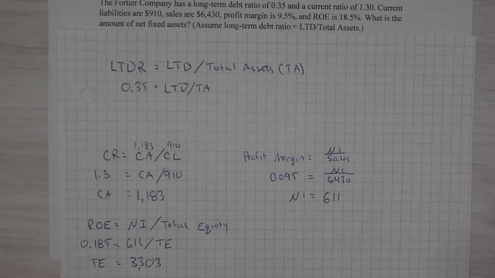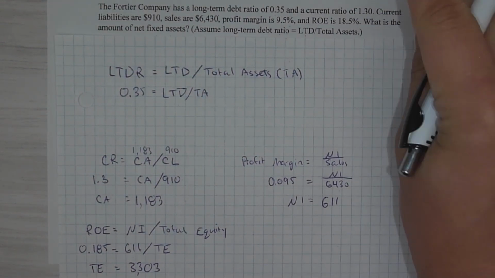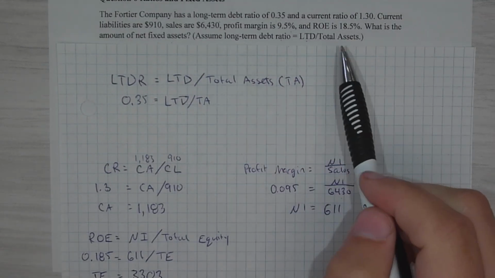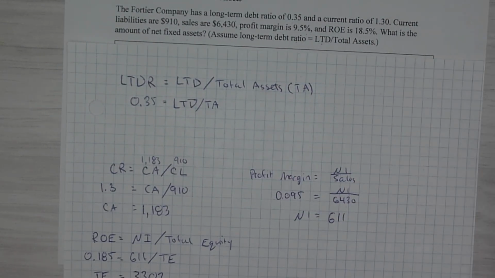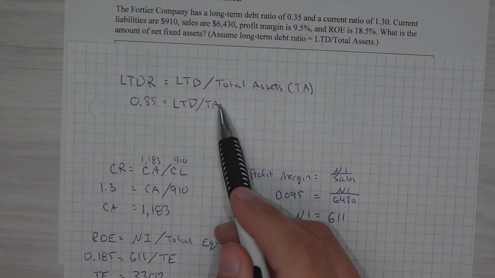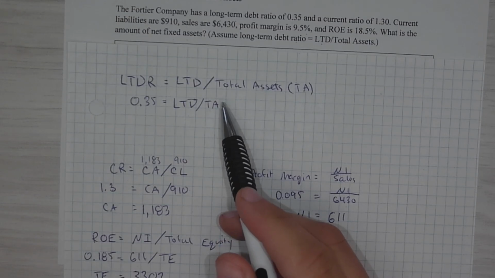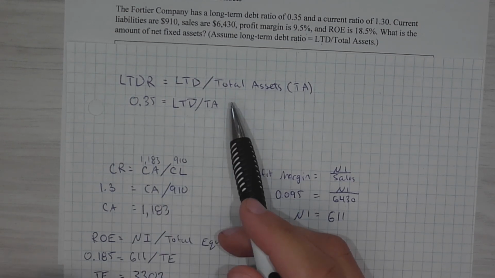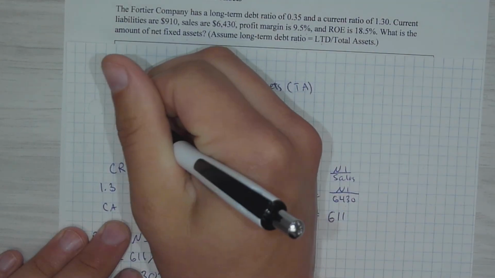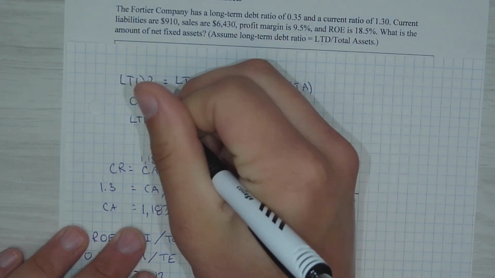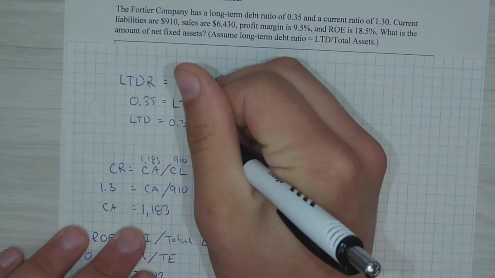Now we need to determine if we can figure out what our total assets are. We can less our current assets from it, and that will be the amount of fixed assets that we have. So our total assets is listed here. What we need to do is move our long-term debt here. It equals 0.35 total assets.